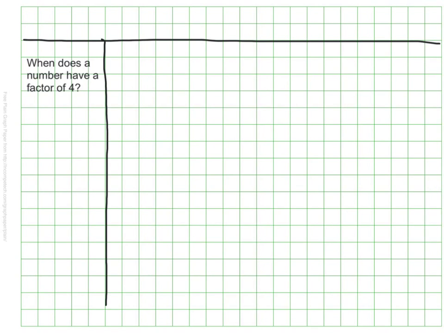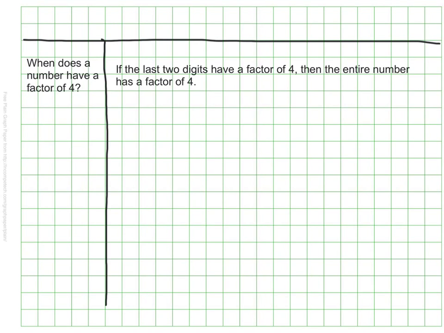When does a number have a factor of 4? This is an interesting one. If the last 2 digits of a multi-digit number have a factor of 4, then the entire number has a factor of 4 as well. For example, the number 432. I certainly don't know all the factors of 432 off the top of my head, but if I look at the last 2 digits, it's 32, and I know that 32 is divisible by 4, so therefore I know the entire number 432 is divisible by 4, so 4 is a factor of 432.